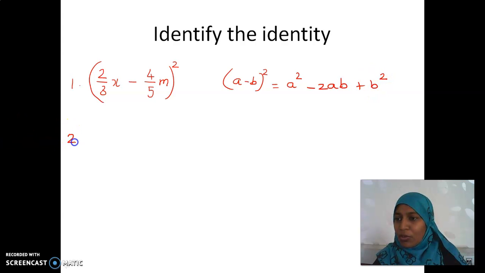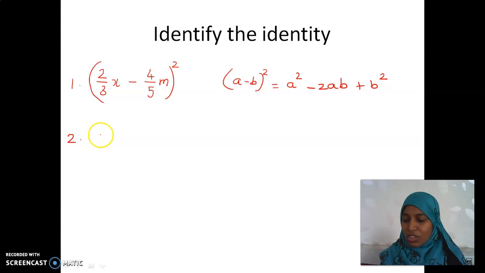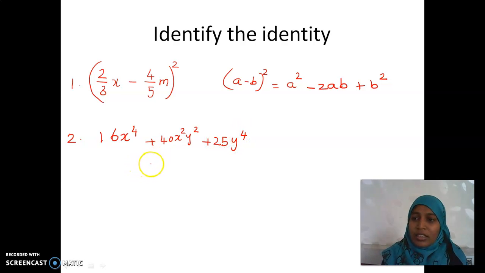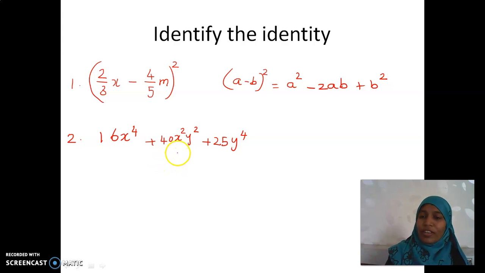Now, if I give you an expression like this, 16x⁴ + 40x²y² + 25y⁴, does it match with any of the four identities you have learned so far? Any guesses?